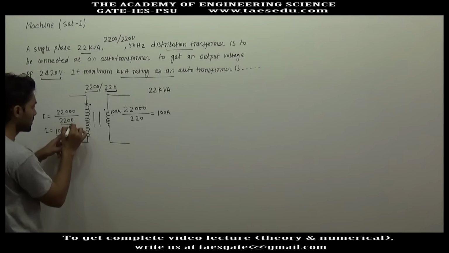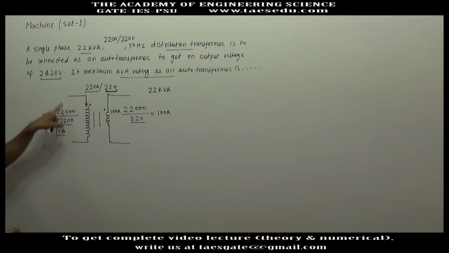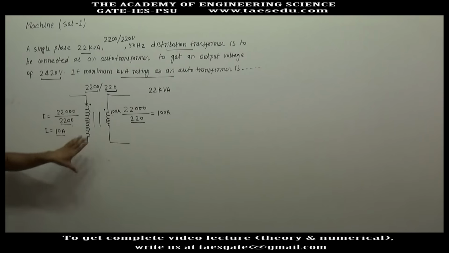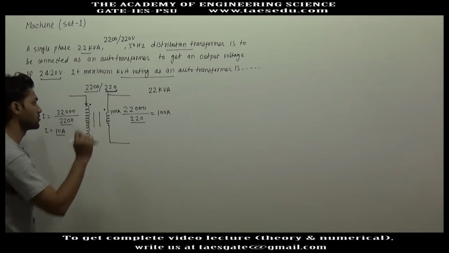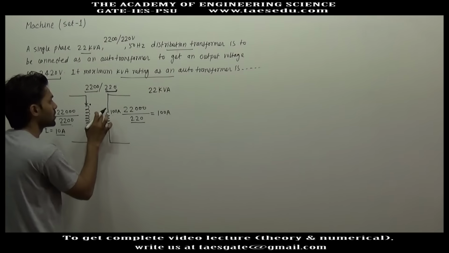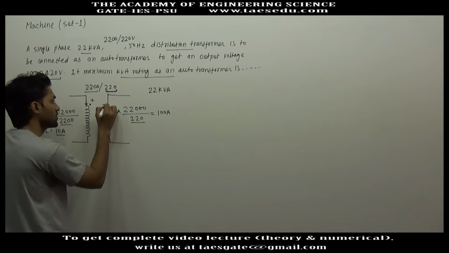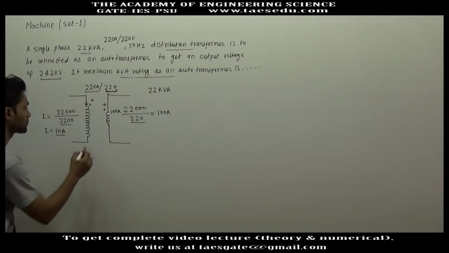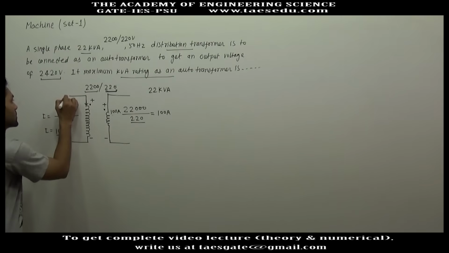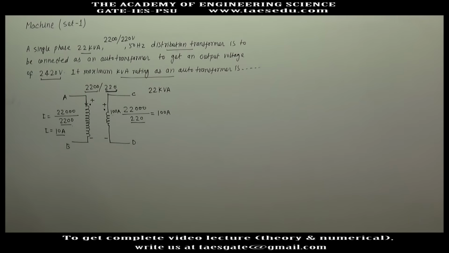This is 2200. If you add this voltage to 220 volt, you will get the desired output voltage. So we have to make the connection such that the output voltage will be the summation of these two voltages. If this is the dot polarity, it means when this terminal is positive, at the same time this terminal will be positive. Let's say this is A, this is B, this is C, and this is D. Now in the output we have to get the summation of these two voltages.